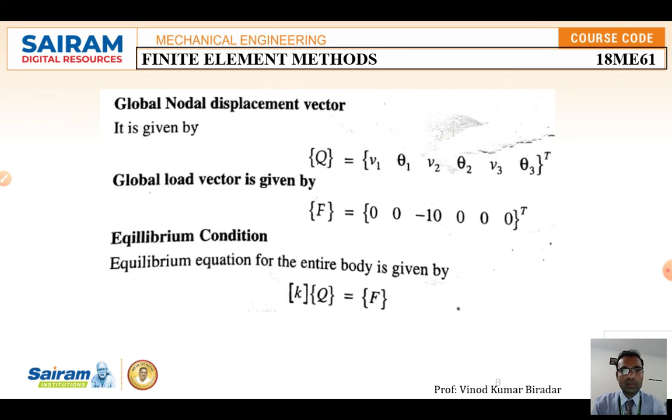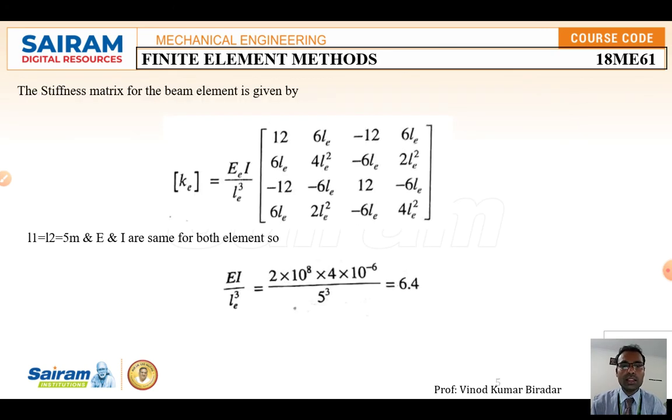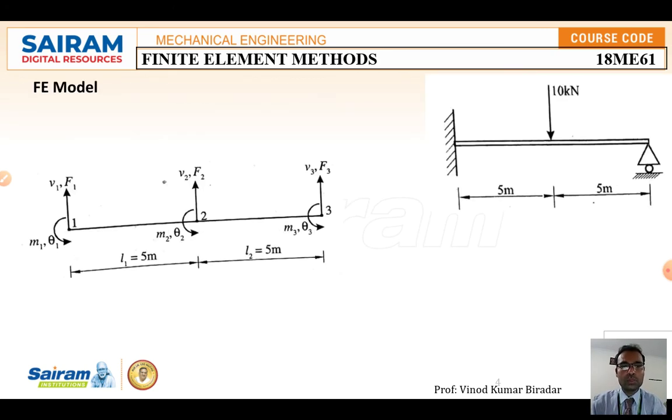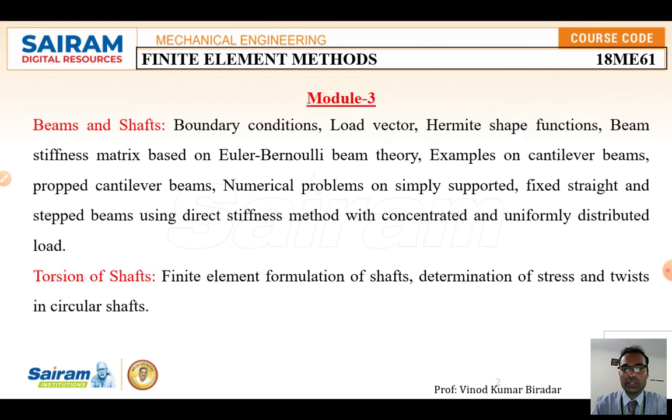Like this we have to solve the numerical problems on beams, that is, to calculate the element stiffness matrix. For example, if in this problem they ask for the maximum deflection, again you have to use the formula v is equal to h into q, where h is the Hermite shape function, and in the Hermite shape function you have to substitute all the values. That is the way to find the maximum deflection at midpoint. Like this you have to solve the numerical problems on beam elements.